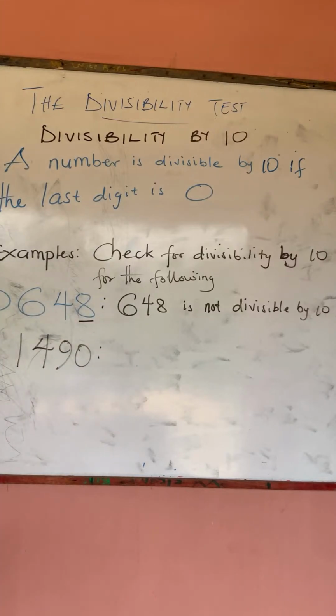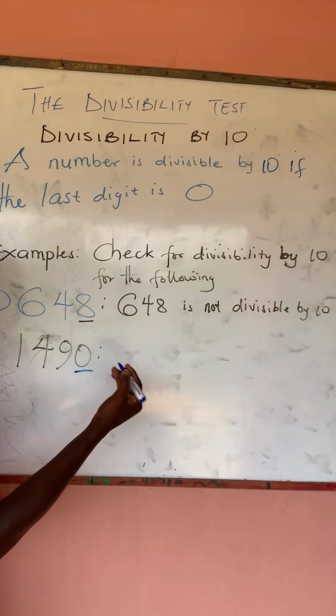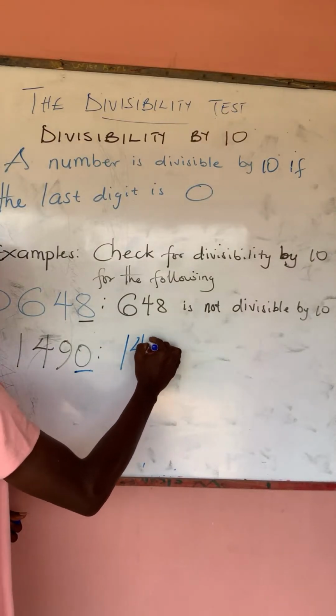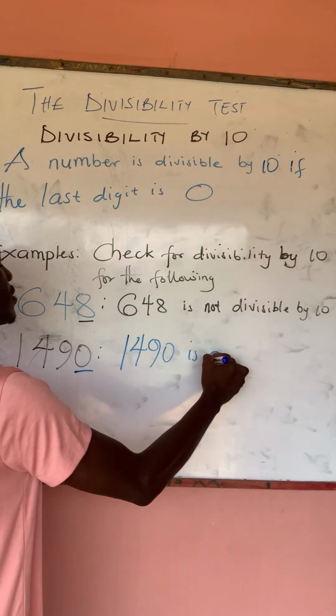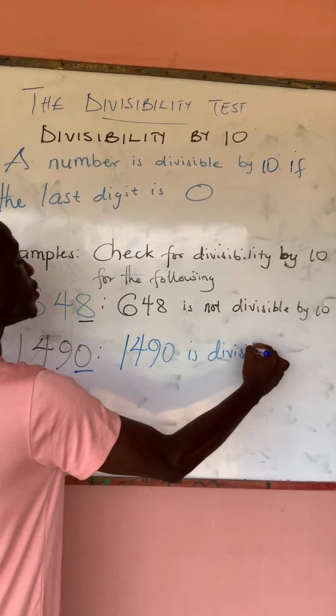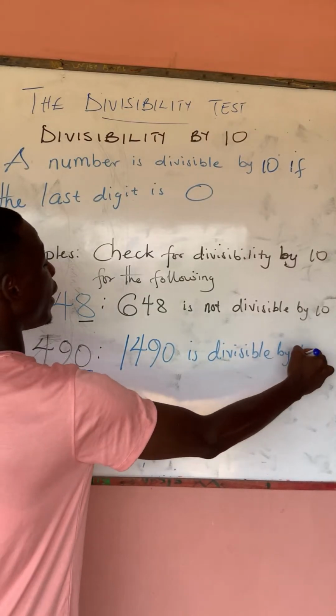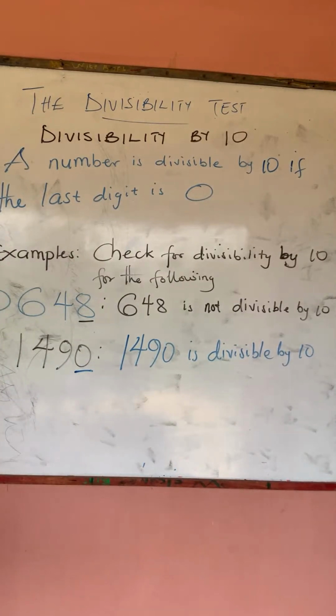1,490. Now, since the last digit here is 0, we conclude that 1,490 is divisible by 10 because it ends in 0.